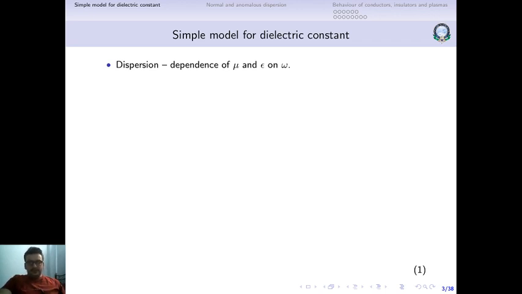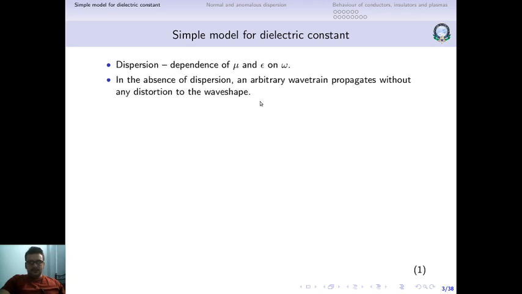So we first start with the idea of dispersion. What is dispersion? It is essentially the dependence of mu and epsilon on omega. That is, it's the dependence of permittivity and permeability on the frequency. In the absence of dispersion, if I have a wave train of any arbitrary shape, when I say arbitrary shape, it could be a pulse or it could be a continuous wave, any arbitrary wave train will propagate without any distortion to its wave shape. That's the meaning of the absence of dispersion.